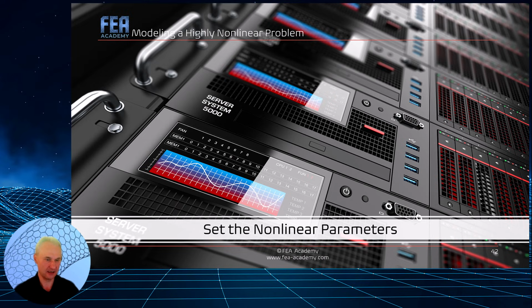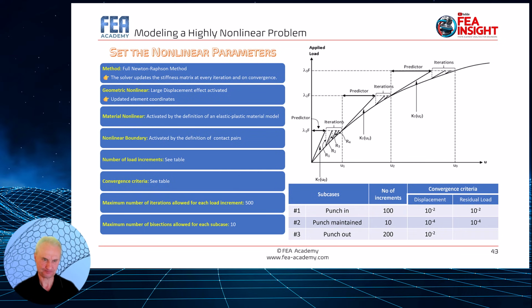Now let's discuss the setup of the nonlinear parameters. Here I'm just going to present the parameters, but I'm not going to discuss in detail the influence of each parameter. Again, it is covered in the FEA Academy course about nonlinear finite element analysis. So here, the method: we're going to use the full Newton-Raphson method, with an update of the stiffness matrix at every iteration and on convergence for sure.